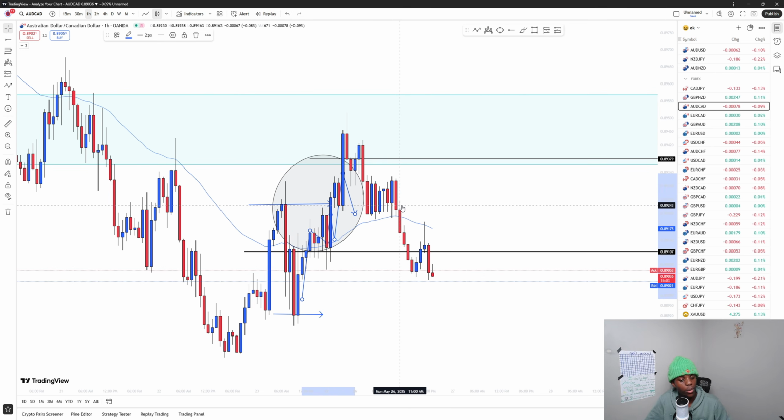Why did the 1 hour shift bullish? The 1 hour shifted bullish to create the 4 hour arm, and from here we just continue creating higher highs and higher lows. Now we are at the area of interest. This is where Alex tells us to wait for the shift of structure and then enter.